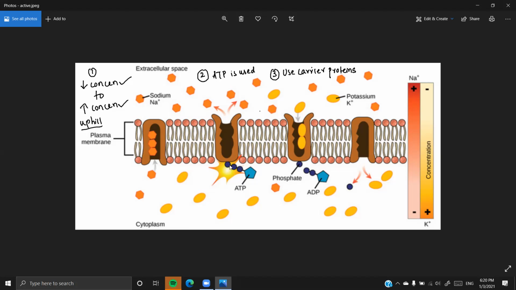So once the terminal bond is hydrolyzed here, energy is released. And due to this energy released, there is a change in the shape of the carrier protein. Earlier it was opening towards the inner side. Now, because of the energy, it has changed its shape and released all the 3 sodium ions outside into the extracellular space. You can see the change, children. And once it has opened up over here, 2 of the potassium ions, which are complementary to the carrier protein, got fixed here. And now what has happened?